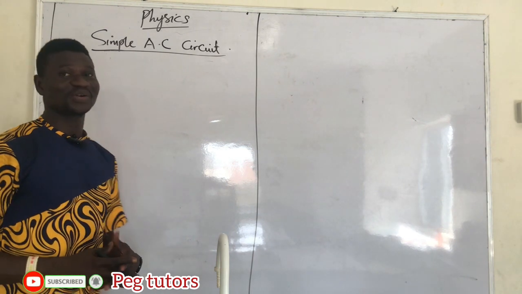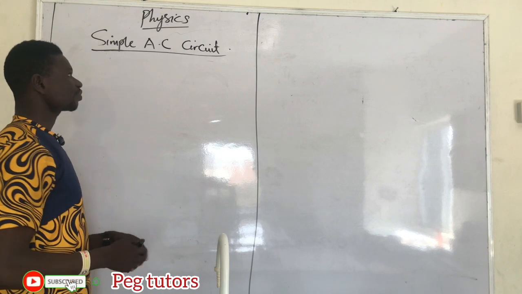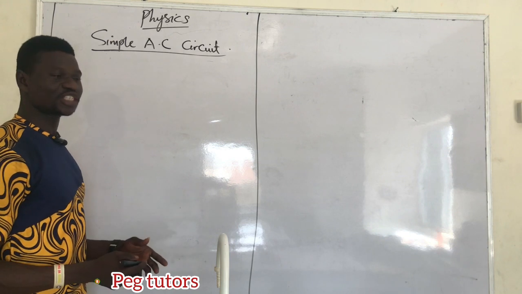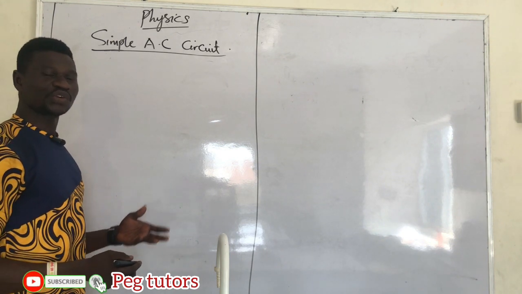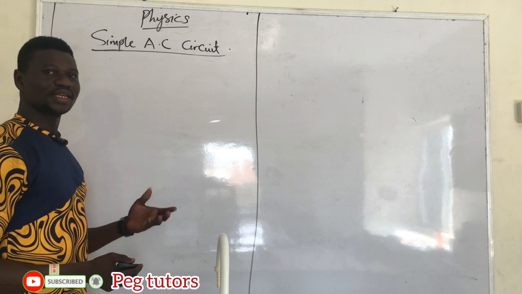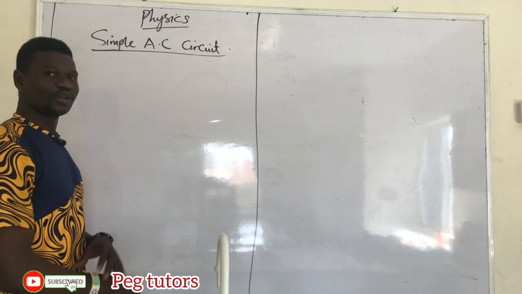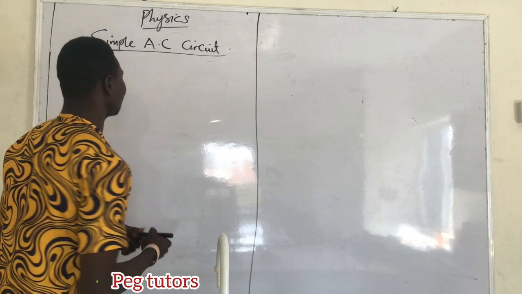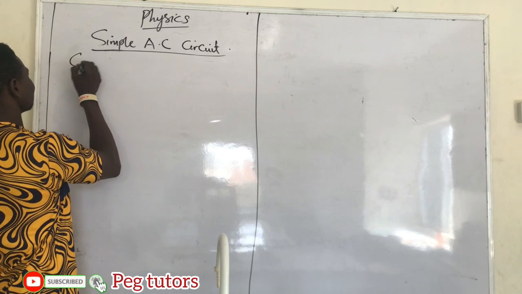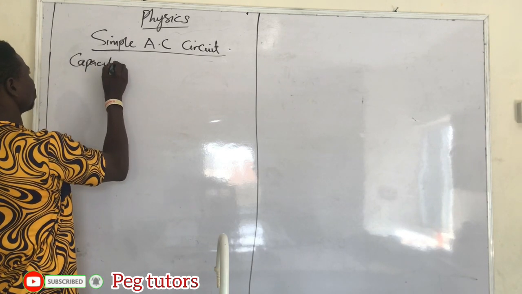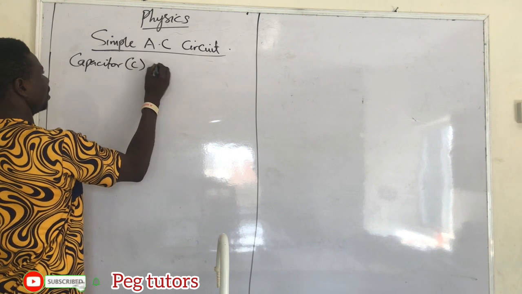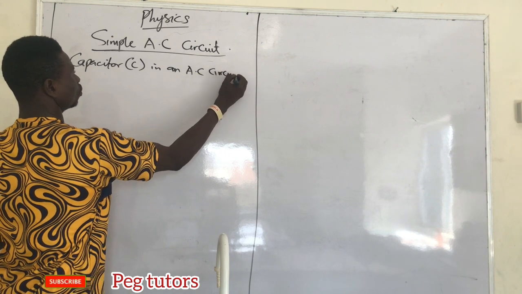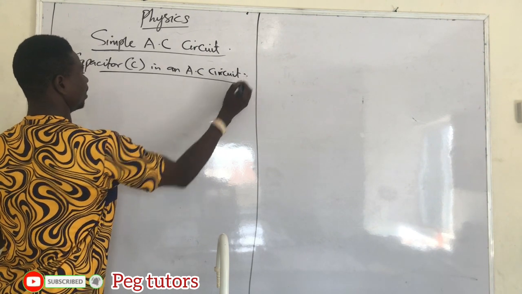So we are still talking about the AC circuit. If you check our previous videos, you see where we stopped, and we said we are going to continue in our next video from the connection of the capacitor in the AC circuit. What effect does the connection of a capacitor have in an AC circuit? So imagine the capacitor C in an AC circuit. What is its effect?